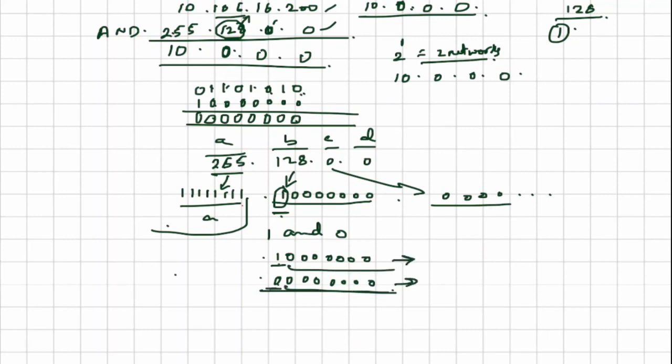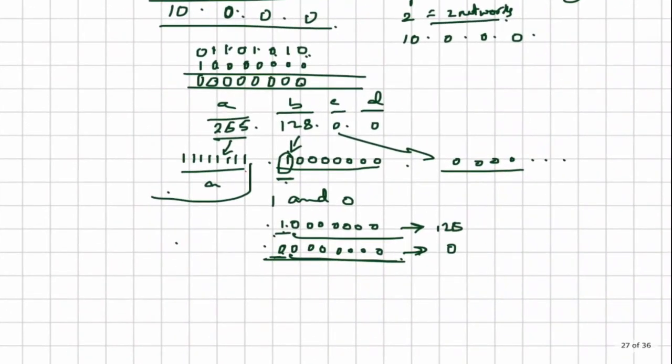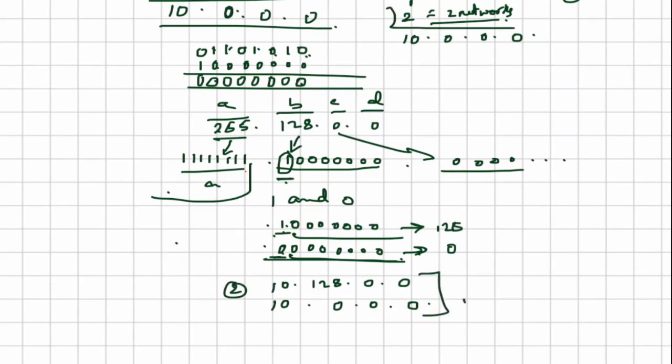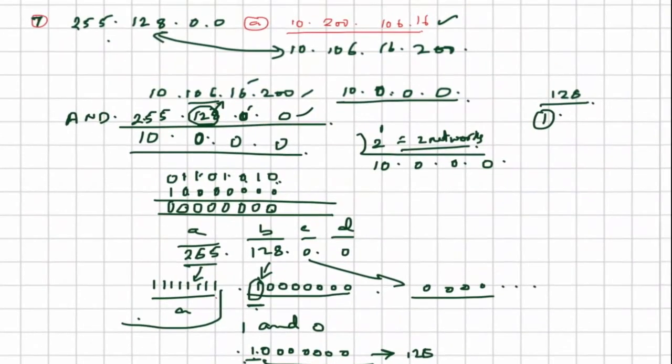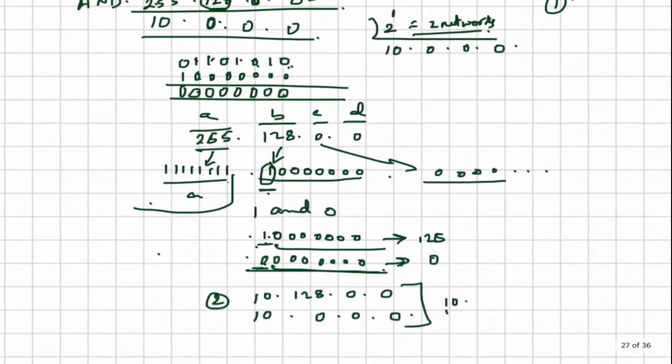So this can be written as 1 is nothing but 128, and this is nothing but 0. So the total number of network IDs is 10.128.0.0 and 10.0.0.0. These are the two network IDs. As we have seen, there are two networks. And this IP belongs to which network? 10.106.16.200 belongs to the 10.0.0.0 network.